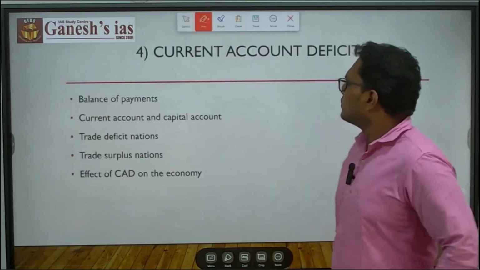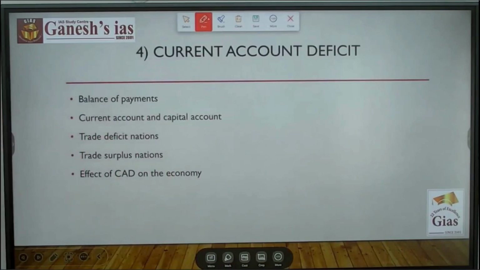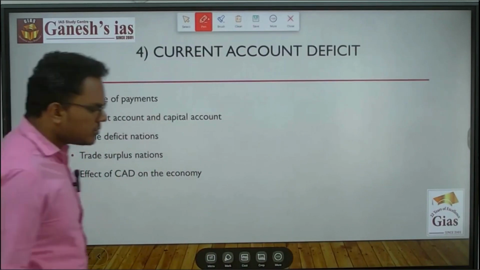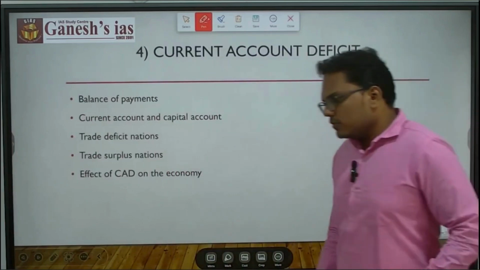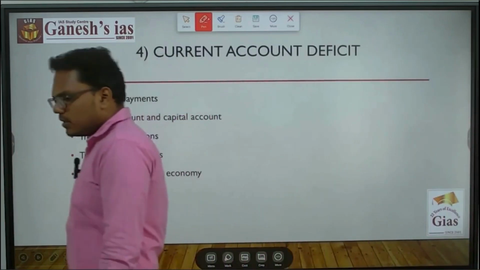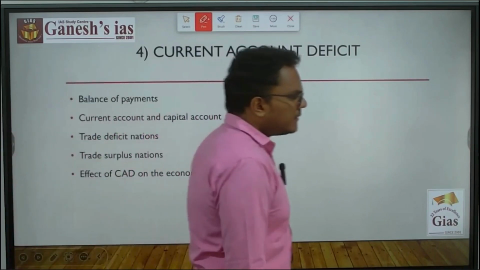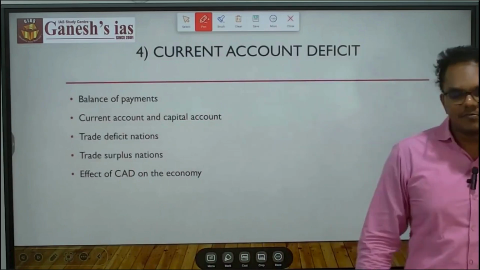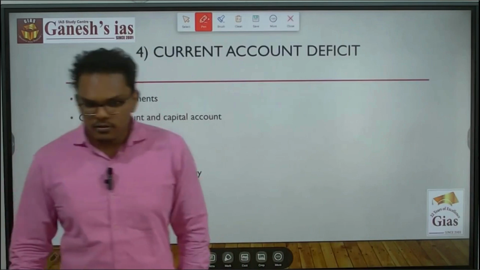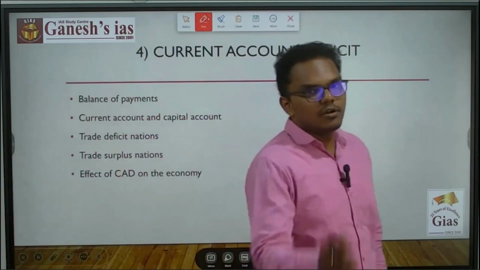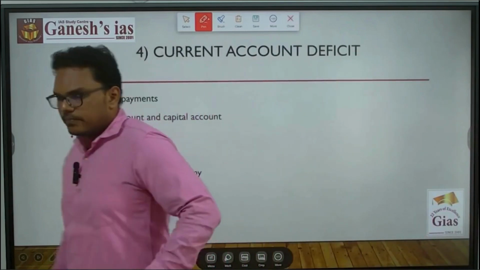Moving next is the current account deficit. In your external sector, you have two different accounts: a current account and a capital account. In the current account, you have visibles and invisibles. In invisibles, you have services, incomes, and transfer payments. And then in your capital account, you have FDI, FPI, other offshore funds, and depository receipts. You have such a distribution. You just need to brush up that part.